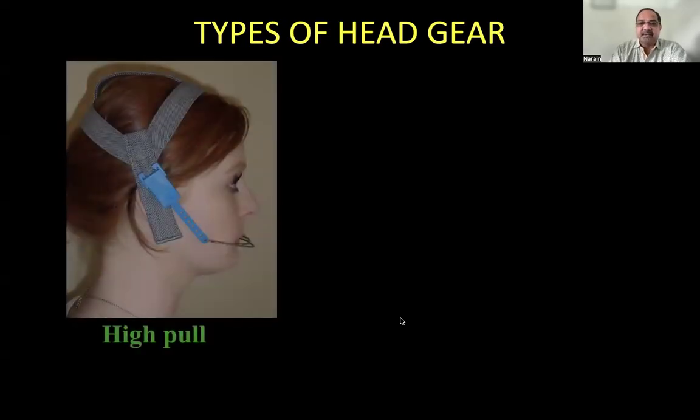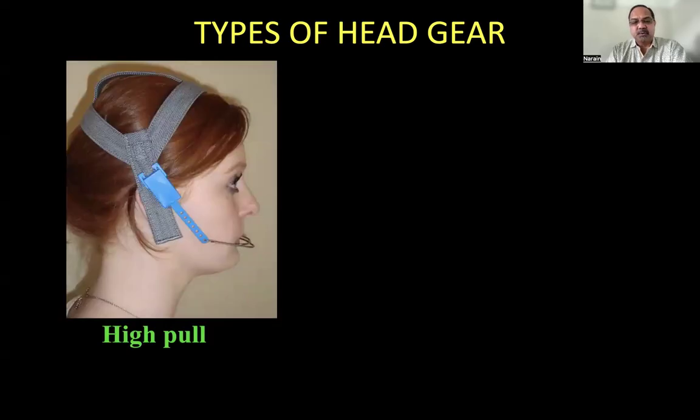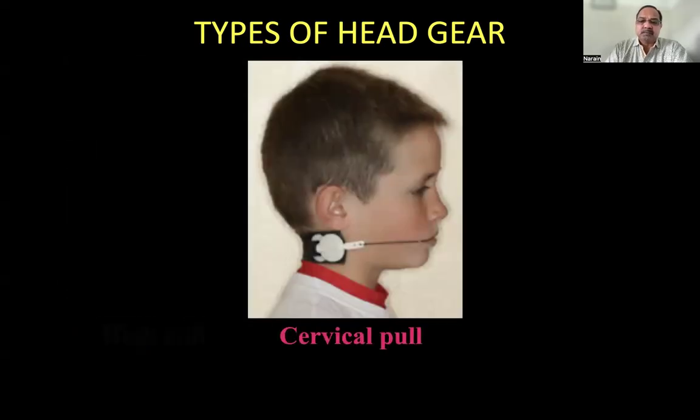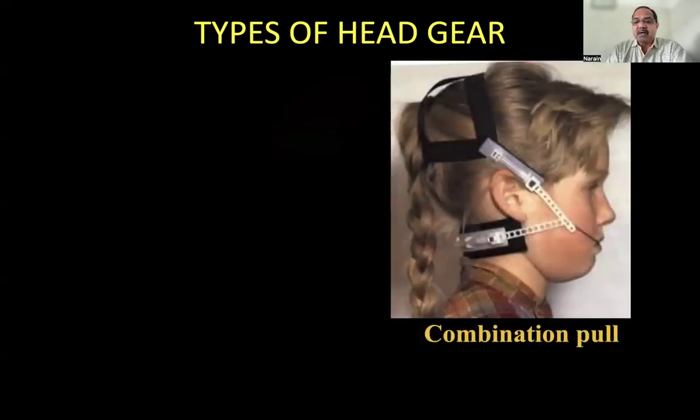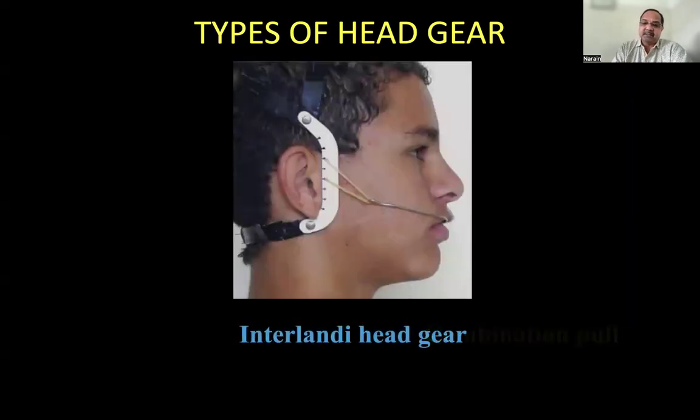Now, coming to the types of headgears, according to the pull, you have the high pull, which takes anchorage from the parietal and the occipital bone. You have the cervical pull, where the anchorage is taken from the cervical bones and the occiput. And then you have the combination pull, where the high pull and the cervical pull are combined. The Interlandi headgear is used mainly for distalization purposes. Again, it is a combination of a cervical pull and a high pull headgear.